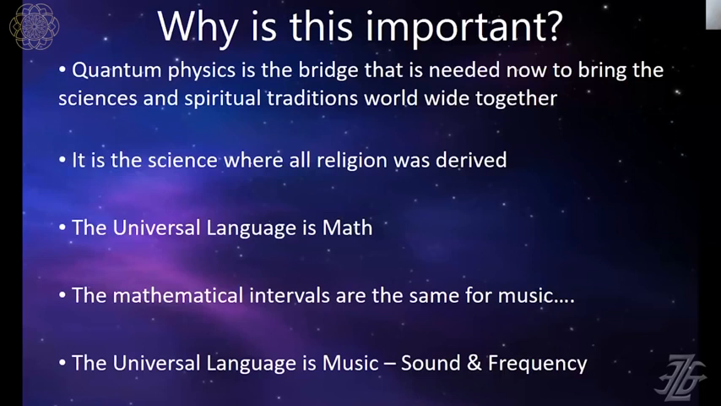The way the galaxy spirals have the same equations to it. So the universal language is math. And the mathematical intervals that we use to describe the universe are the same intervals that we actually use for music. So therefore, the universal language is music. The universal language is sound and frequency.